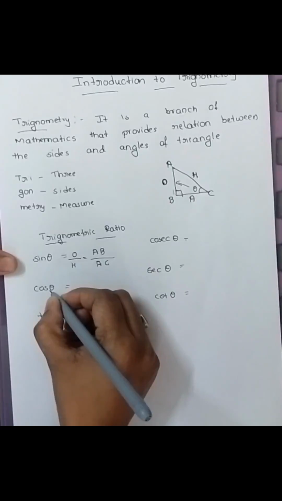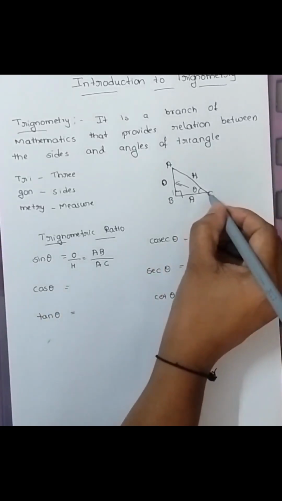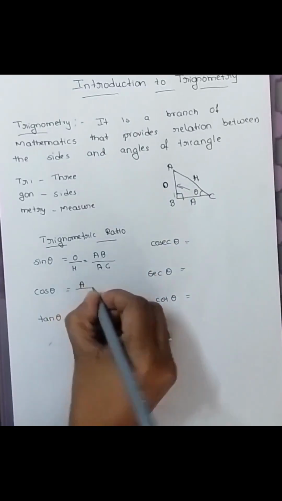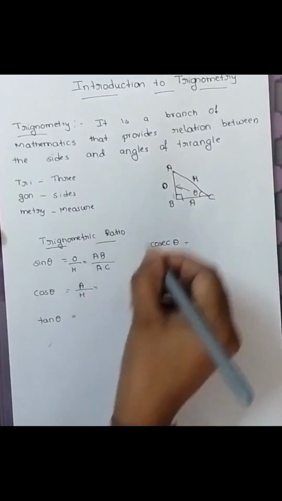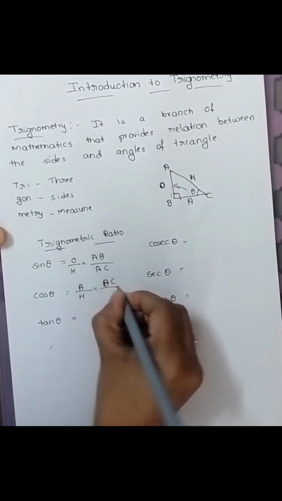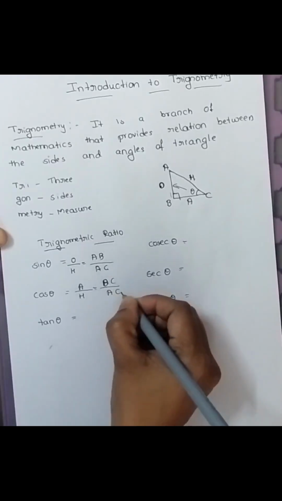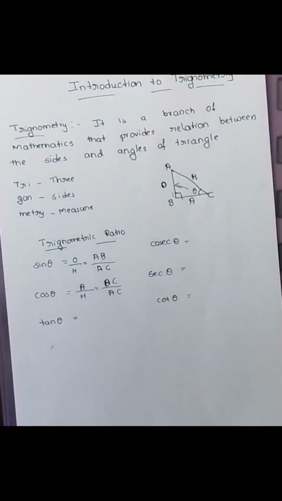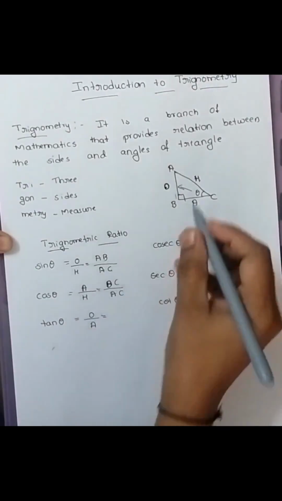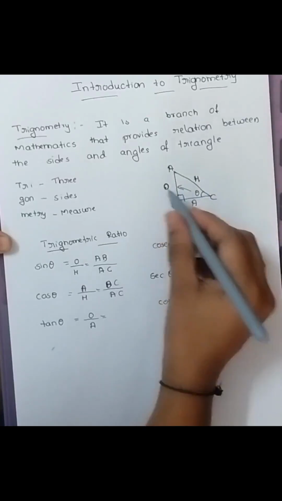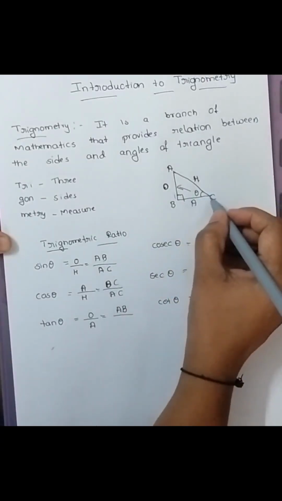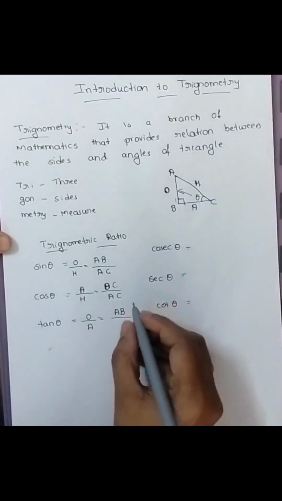So what is the definition of cos theta? Cos theta says that the side adjacent to the angle, that is BC, to the ratio of its hypotenuse, that is AC. So the ratio we get here is BC to AC. And tan theta is the ratio of opposite by adjacent. So what is the opposite side to the angle C here? It is AB. What is adjacent to the angle?